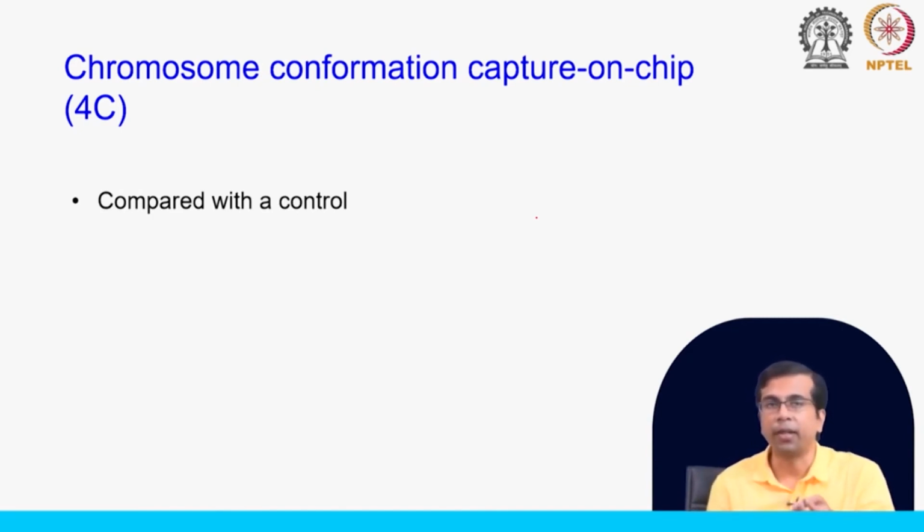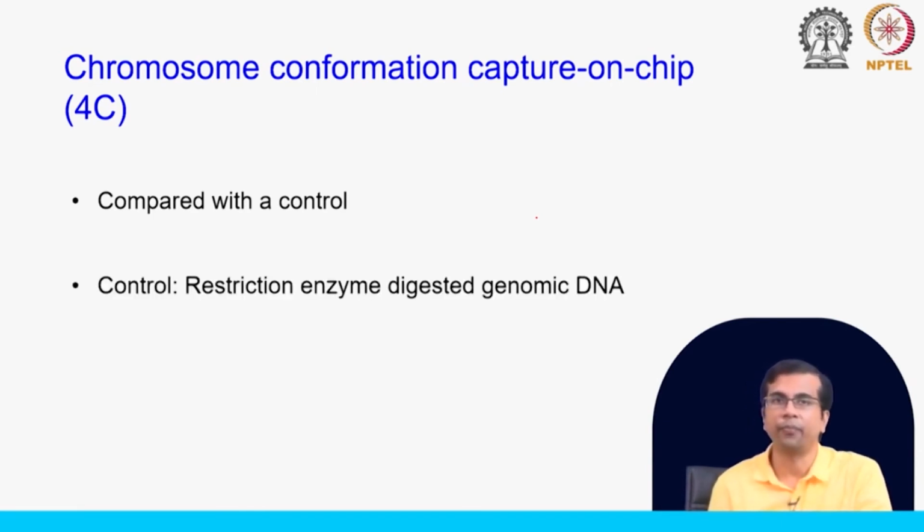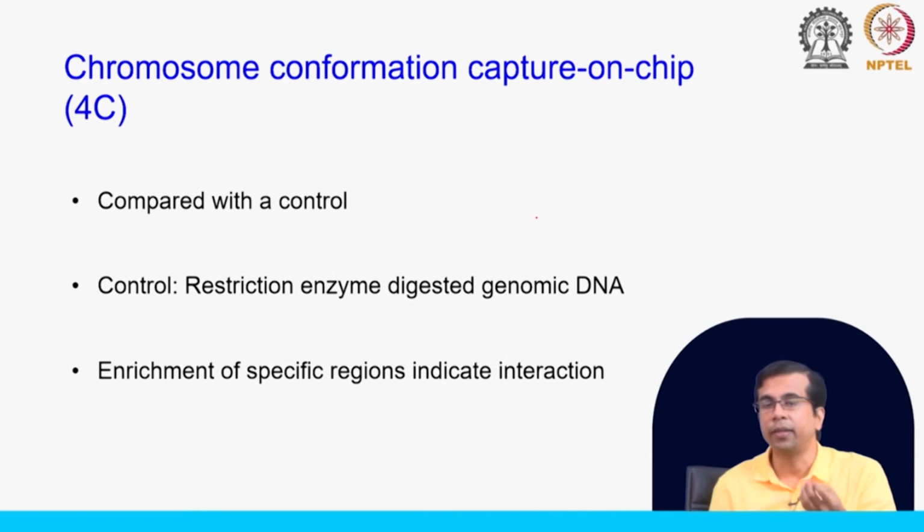So, just to summarize what we have discussed. We have to again compare with a control because this is a microarray experiment. We will get some sort of enrichment which we will have to compare with a control. In this case the control is restriction enzyme digested genomic DNA, right. And then we see enrichment of specific regions compared to the control that indicate interaction with the bait region.